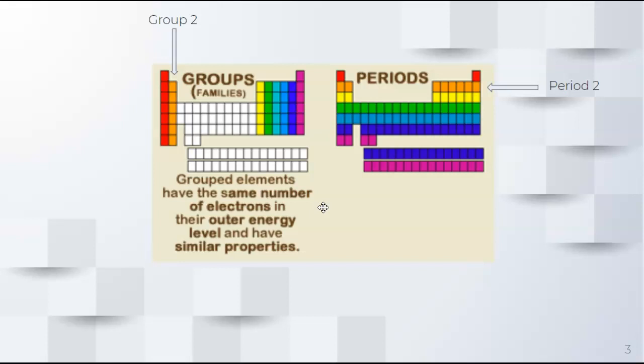And then there are also periods on the periodic table. Weird, right? And so the periods are the rows. So these two reds are in period 1. These oranges would be period 2. Yellow is period 3. Green is period 4. Light blue, 5. Dark blue, 6. And then the purple is 7. Okay? So groups are up and down columns, and periods are rows.